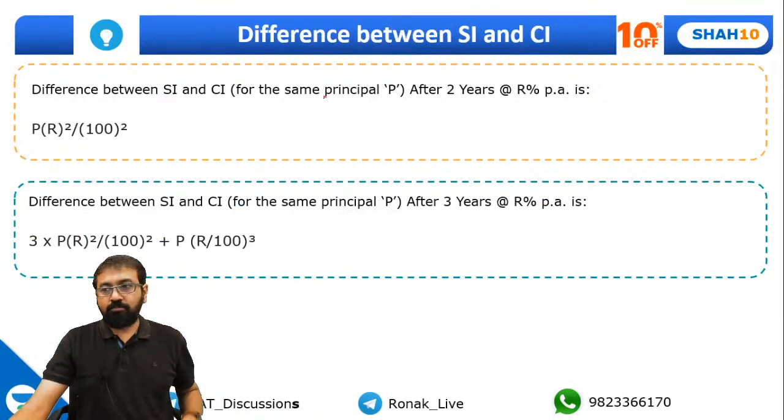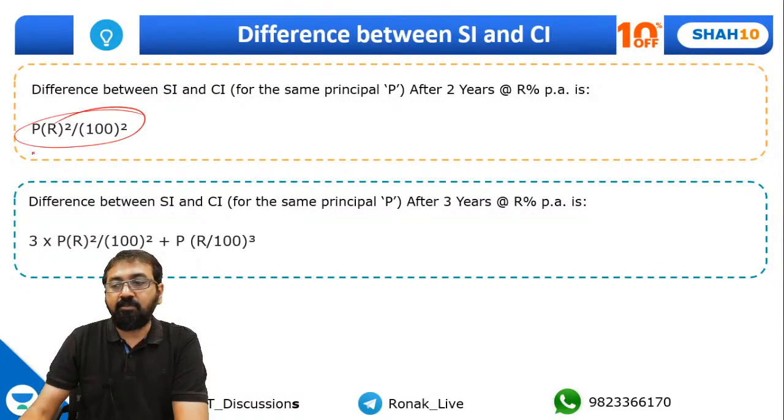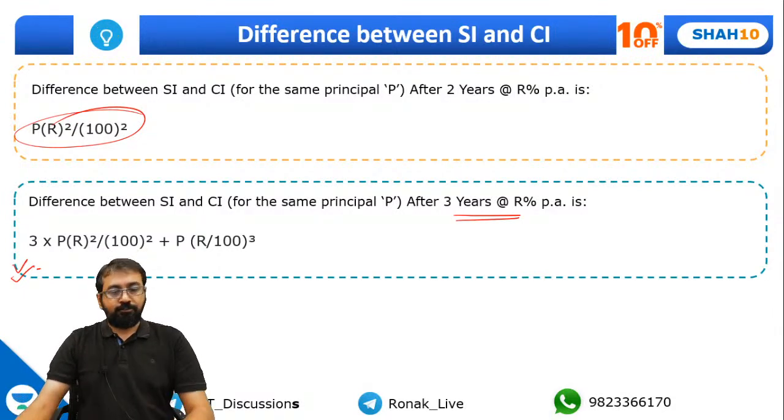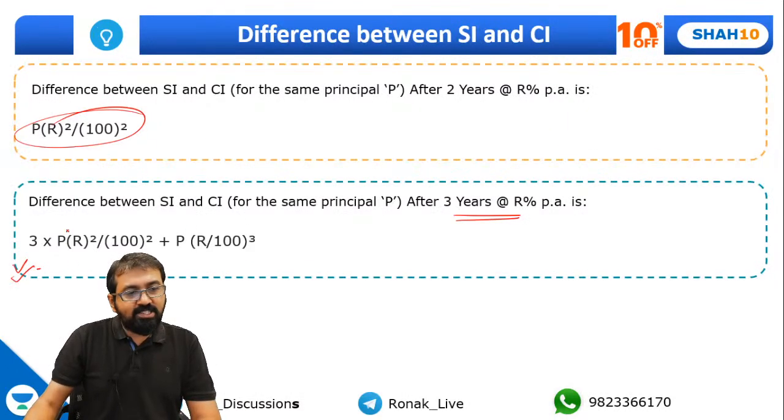Fine guys, so here is the formula. Difference between SI and CI after 2 years at R% per annum is this formula. Same way, there is one more formula, difference between SI and CI for the same principal after 3 years at R% per annum. So the formula will be this one. So now can you remember the formula, guys? Fine, so you can apply that formula over here. You know, it's very easy to remember. This is PR square upon 100 square. Here it is 3 into PR square upon 100 square plus PR cube upon 100 cube.